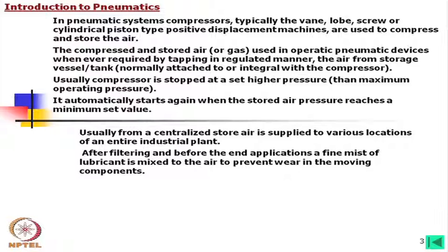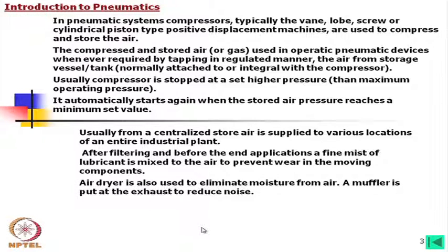That means no moisture is allowed within this air. So, after filtration or such preparations, again you have to mix with oil, that is important. This is required to lubricate the moving components. An air dryer is also used to eliminate moisture from the air. A muffler is put at the exhaust to reduce noise. Muffler means the silencer usually used at the exhaust point.